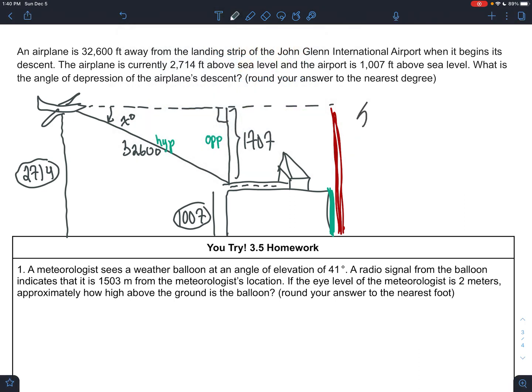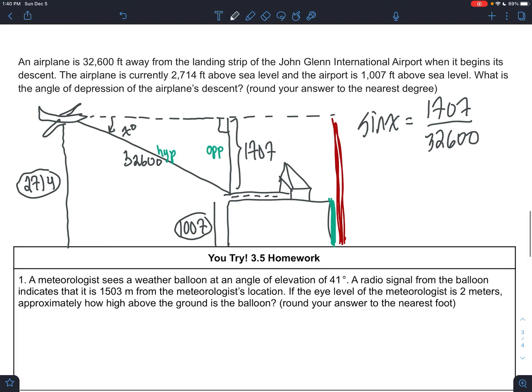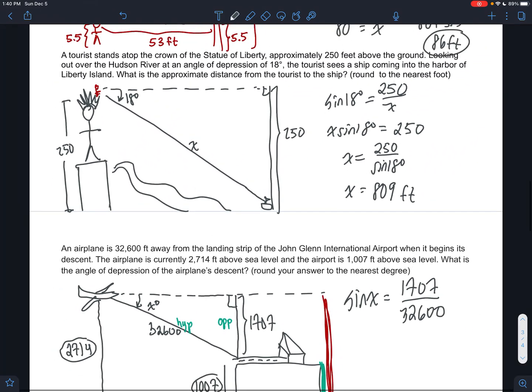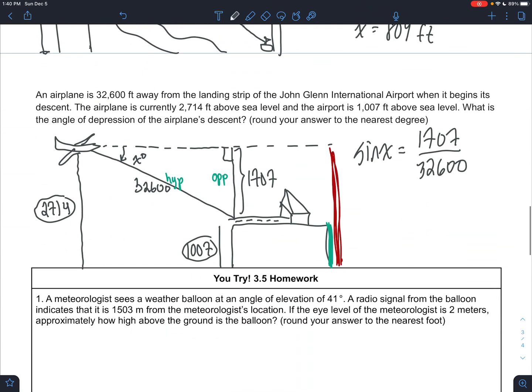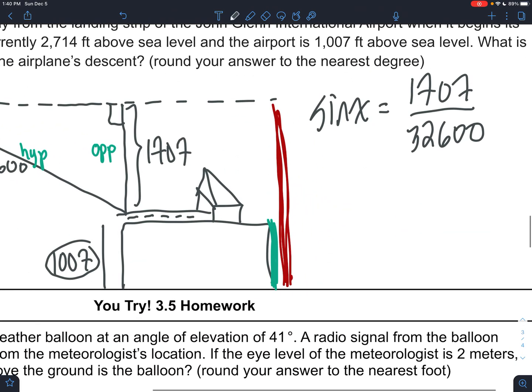Okay? I'm just going to keep this picture. So this is going to be opposite and hypotenuse, which reminds me of sine. So sine of x is opposite over hypotenuse. And what do you think? How do we solve for x? Because look at the problems we've done. This one, x was in the bottom. This one, x was in the top. And now we have one where x is inside of the sine.